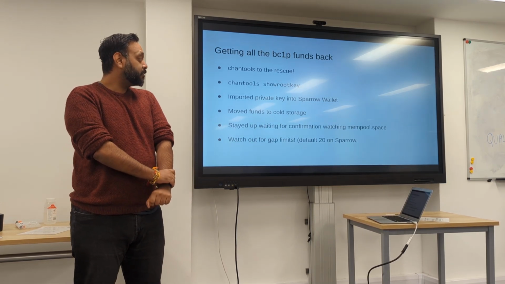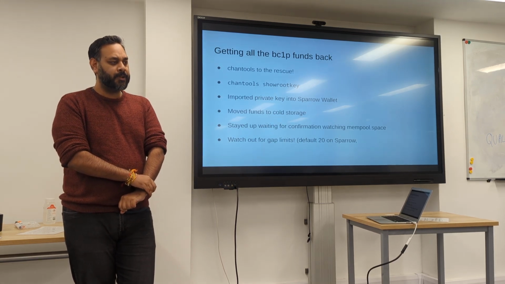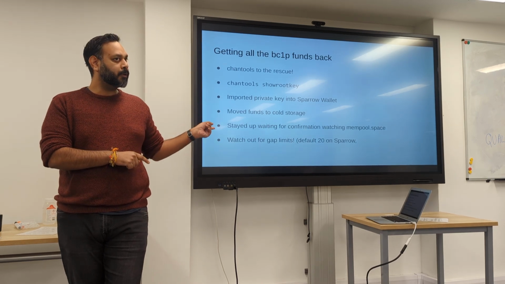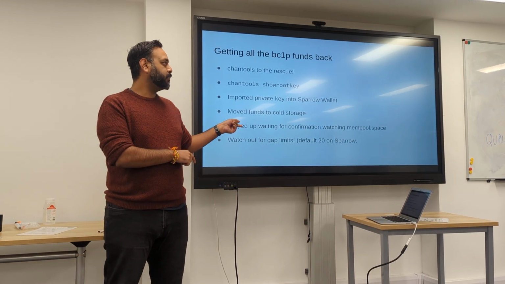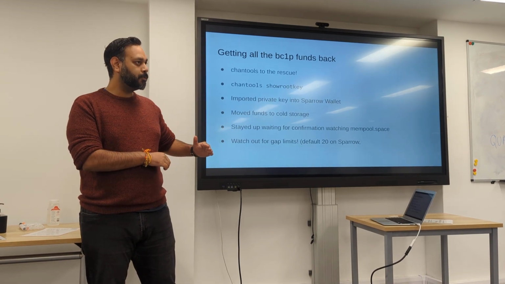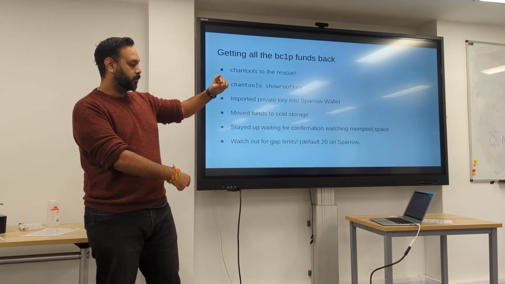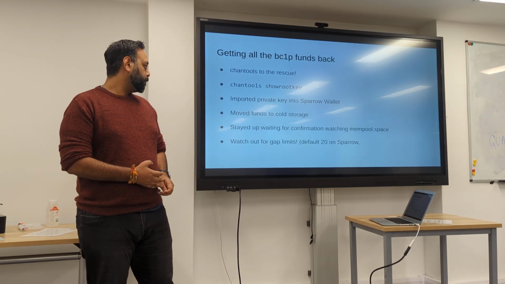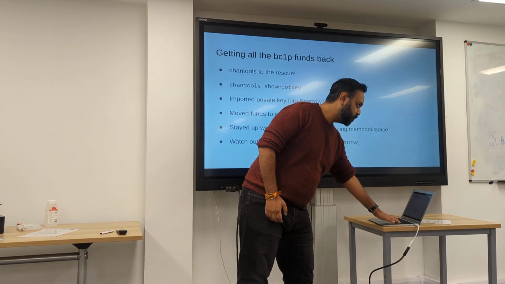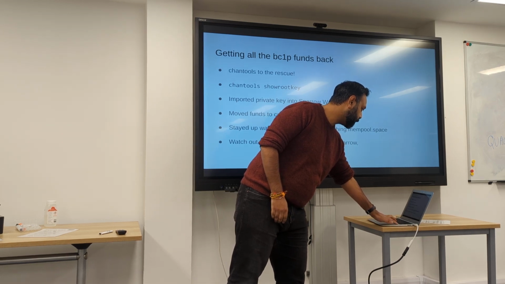Now watch out for gap limits. It just so happened that I noticed that there were still some funds left when I was looking on BlueWallet, but Sparrow Wallet didn't move all my funds. So it has a gap limit of 20, and I think there was about 42. There was a gap of 42 addresses between one used address and another used address. If I didn't see that, I would not have realized that I had some funds left over that I hadn't moved.